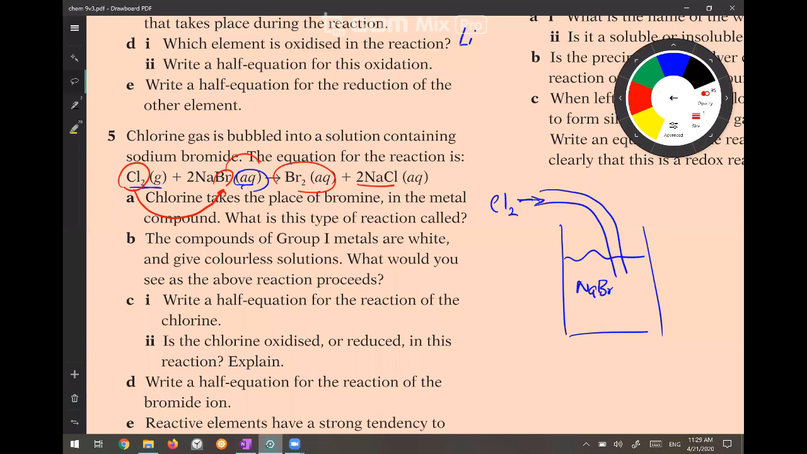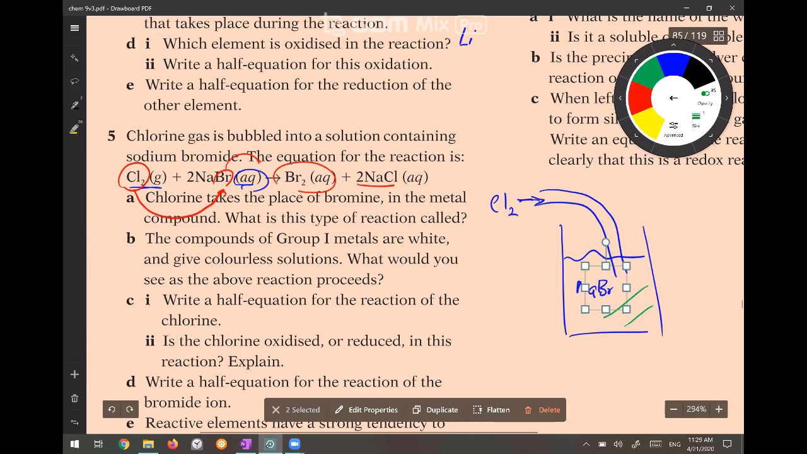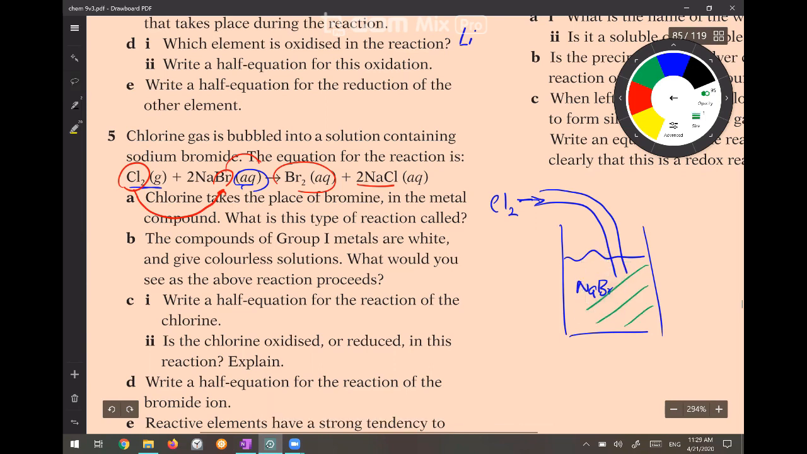Part B of this question says the compounds of group 1 metals are white and give colorless solutions. What would you see as the above reaction proceeds? NaBr is a colorless solution, so the solution that you have here is colorless. When you bubble the Cl2, what's produced in this compound? Br2 is produced here. So after bubbling chlorine, you have a lot of Br2 here.